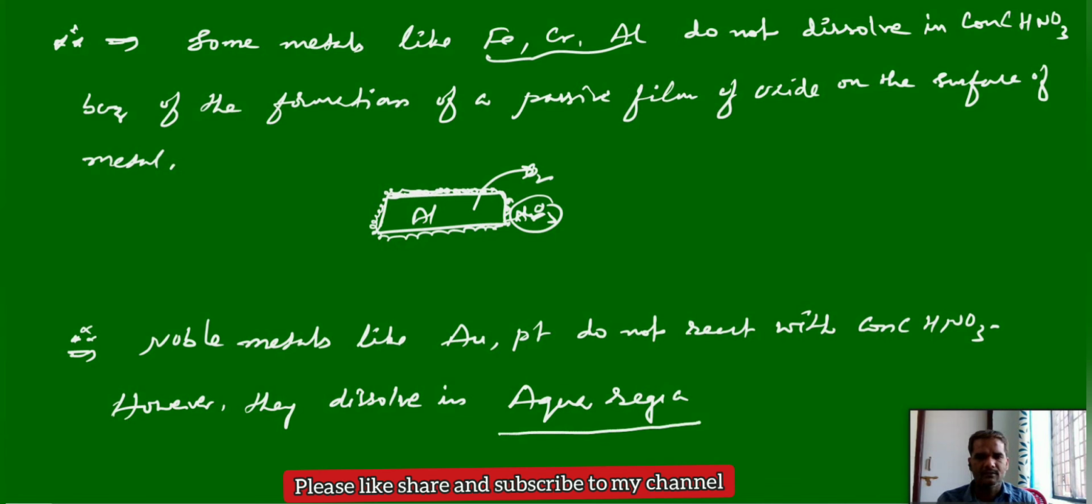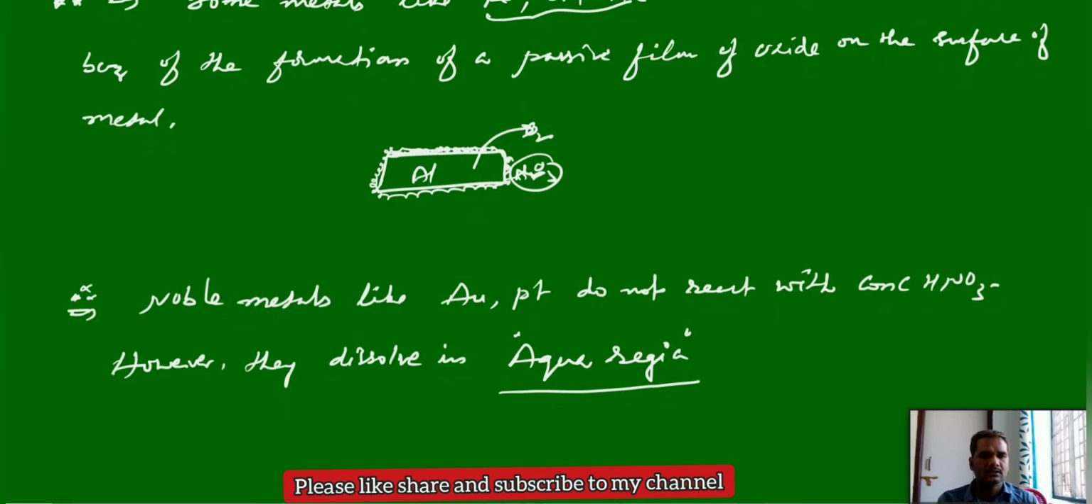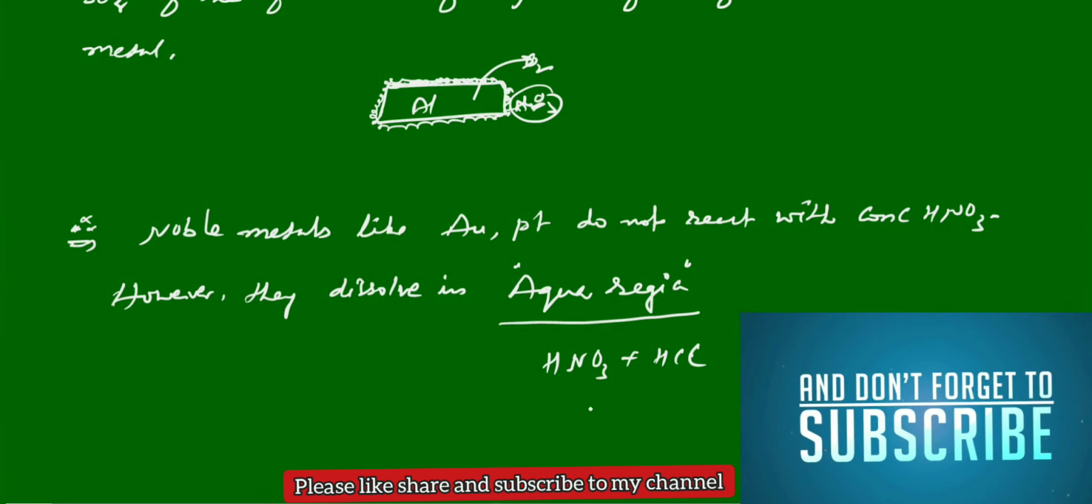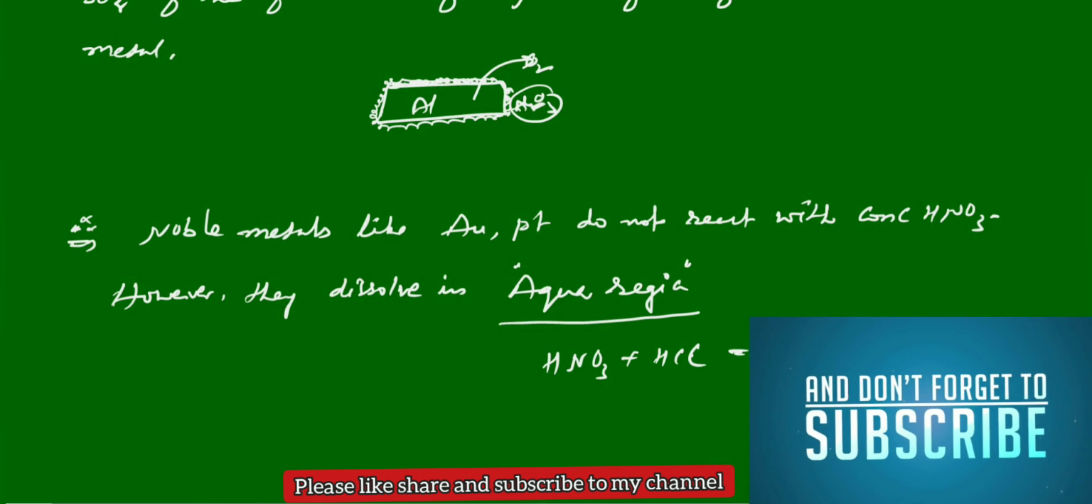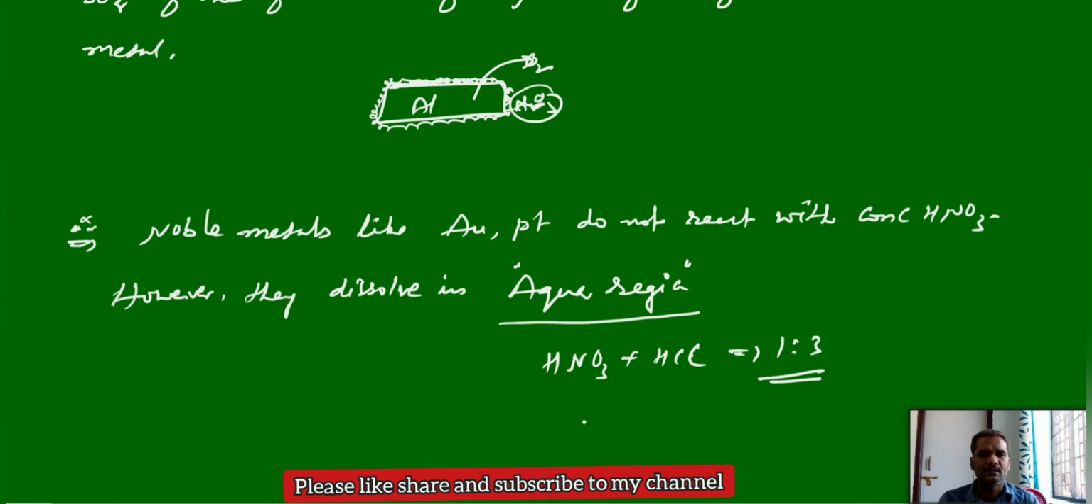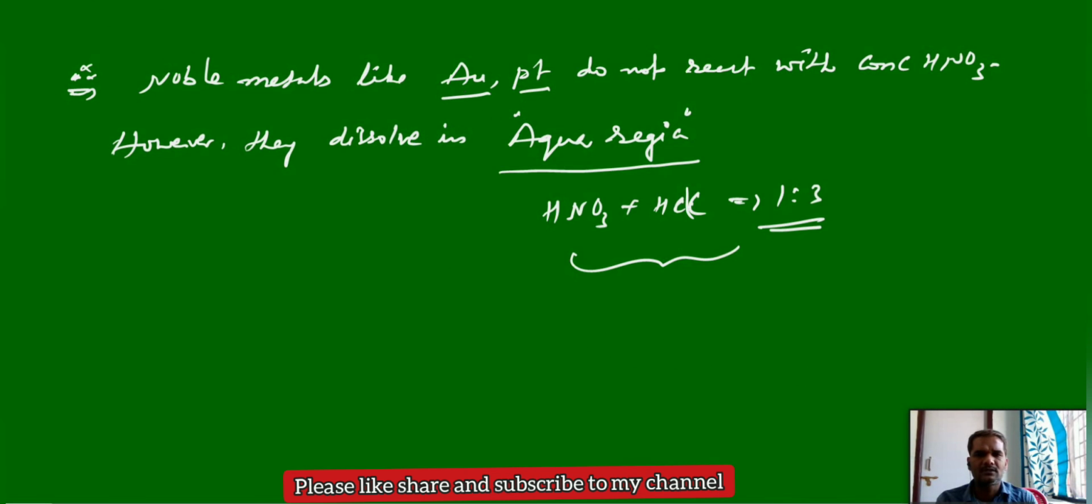What is aqua regia? Aqua regia is a 1:3 ratio of HNO3 and HCl. It is a mixture of HNO3 and HCl in 1:3 ratio. So 1 part of HNO3 and 3 parts of HCl is called aqua regia. And these two metals, gold and platinum, can dissolve in this aqua regia mixture. It is very powerful, so it can dissolve any type of metal. Even noble metals dissolve in it, so we can assume how strong it is.